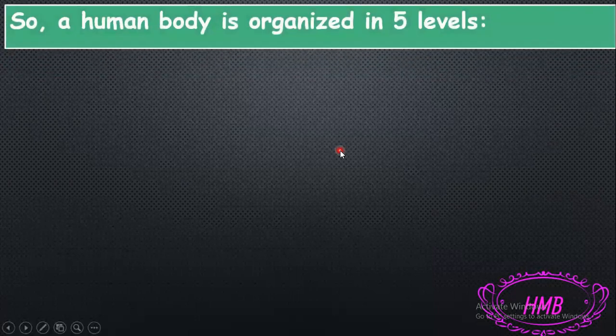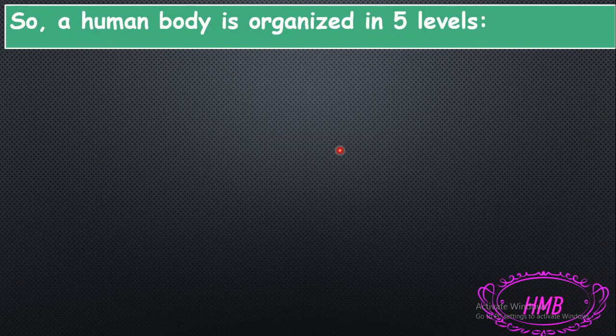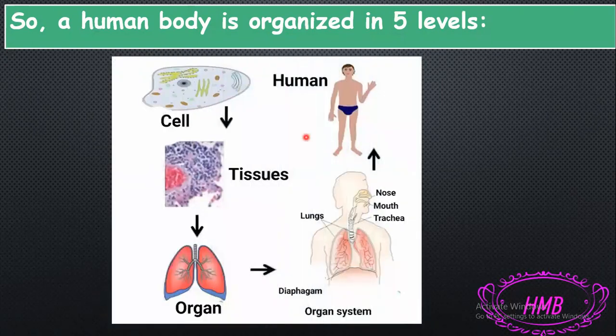So the complete and well-organized human body is well organized because it is organized in 5 levels. These levels start from one cell. It reproduces to give me many cells. When many cells that are the same and similar join together, they form a tissue. When different tissues come together, they form an organ.